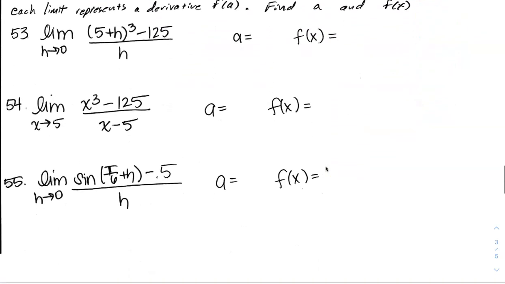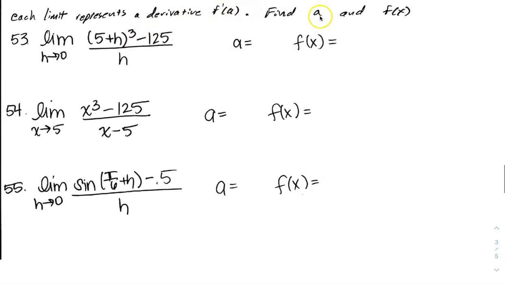So now we're going to go backwards. Each limit represents a derivative, f prime of a. Find a and find f of x. So we're saying, here's the limit definition of the derivative. What is a and what's the function we're talking about? Based on this function here, a is always the number next to your h. So my a here is 5. F of x is kind of this part right here. Take away the 5 plus h, take away the blah, blah, blah plus h. What's left over? You have a function cubed.